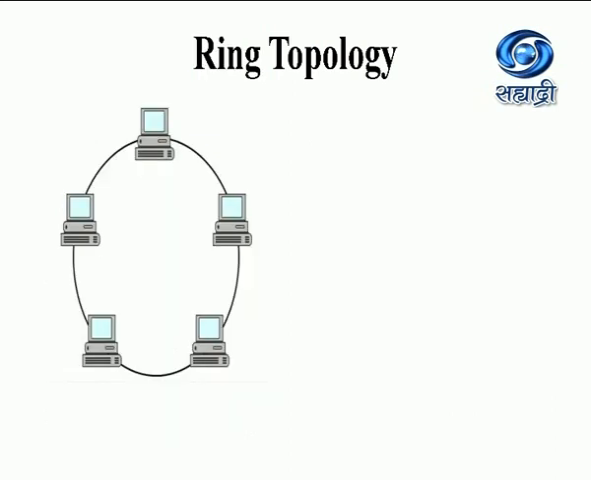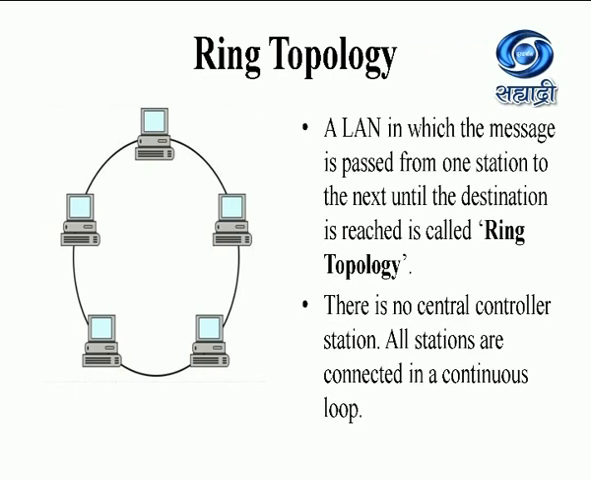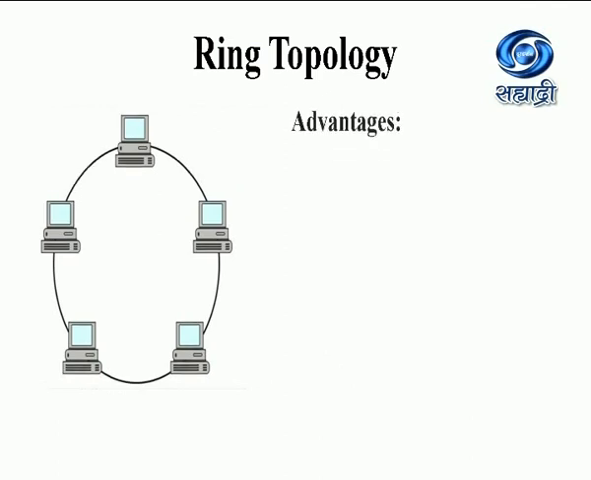Second topology, that is ring. The structure of this topology is like a ring. We can connect the connections in ring form. So a LAN in which the message is passed from one station to the next station until the destination is reached is called a ring topology. So there is no central controller station. All stations are connected in a continuous loop.